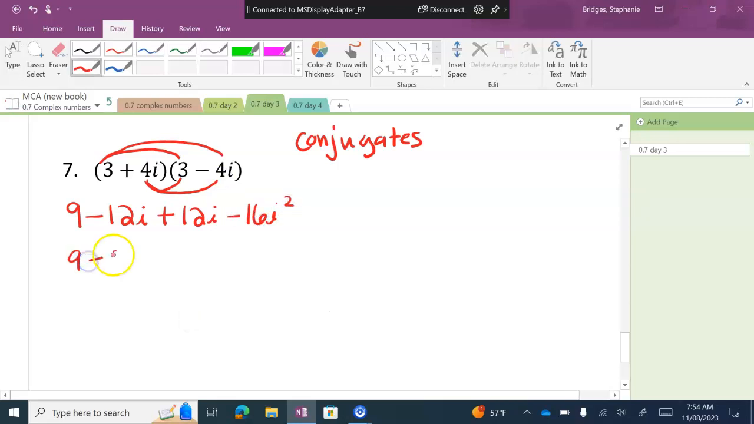Again, keeping everything the same for now. And I know a lot of you probably don't write all of this down twice, and that's fine. But what is that i squared going to make that negative 16 turn into? Positive 16. Real part with real part. What is 9 plus 16? 25. I saw some 24s and some 27s along the way.